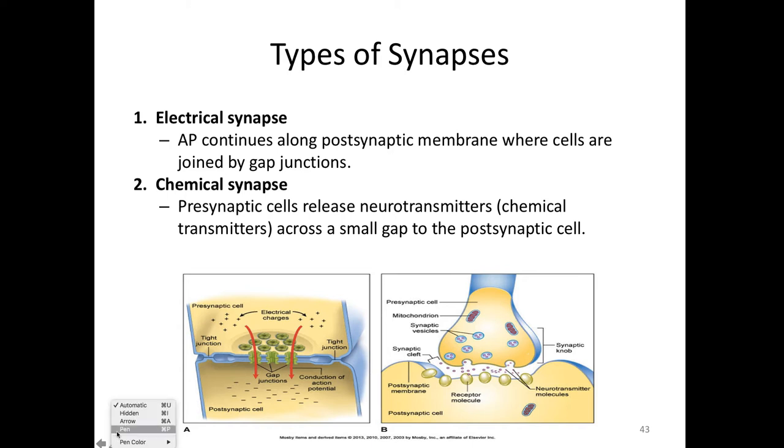Way number 1 is electrical synapses. So this is an electrical synapse. And as you can see, 2 cells are joined by tight junctions, which prevent things from going between the cells. And in the center, there is a plaque of gap junctions, and these are open tubes such that this cell can exchange electrical charge with this cell. So in the nervous system, these are fairly rare.